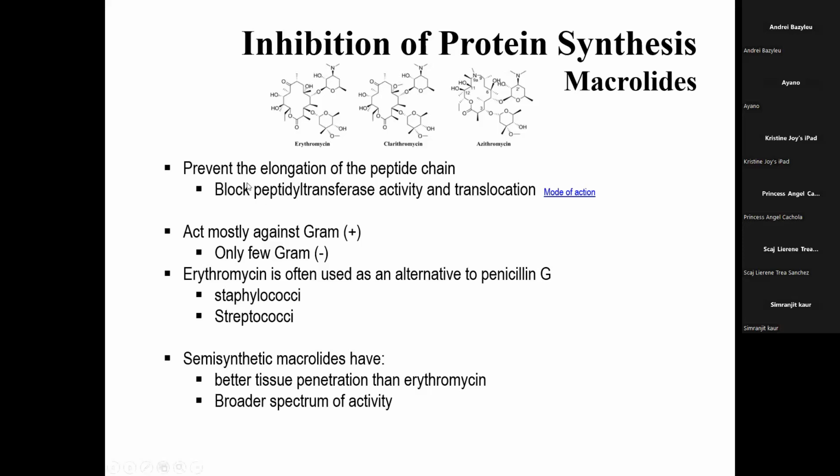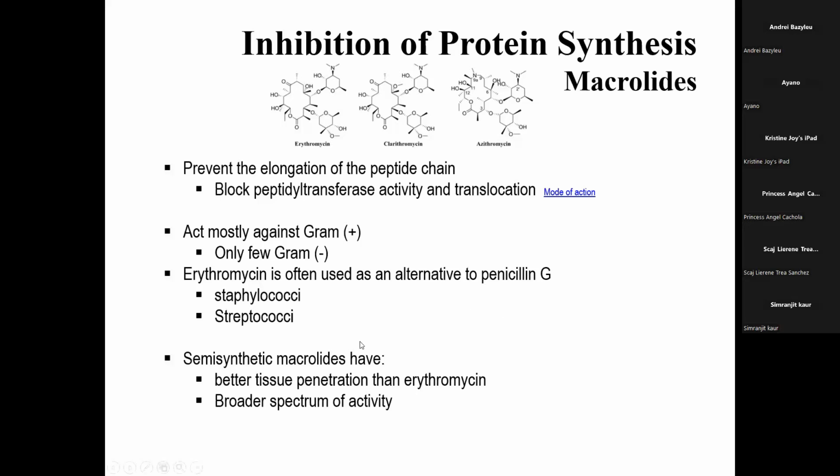So if the new amino acid is not being attached to the existing chain of amino acids, obviously your peptide ends up being truncated. It ends up being too short, right? So peptidyltransferase activity is blocked, and as a result, the translocation of the ribosome is also blocked. The ribosome sometimes doesn't even move into the exit position, so the peptide chain may not even be expelled from the ribosome. All in all, you're getting severely compromised peptides in terms of their structure. They are unable to perform their proper function, so they are bactericidal as well.